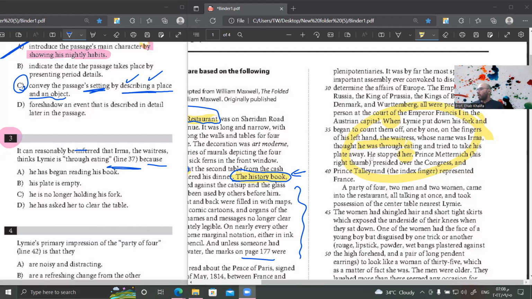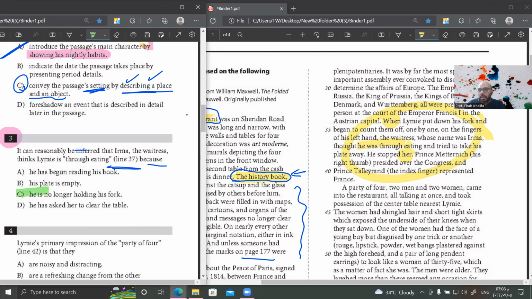So here, he was through eating. So logically, when Limey put down his fork, she thought he was through eating, but he stopped her, right? So why did she think that? Because he put down his fork. Very easy. Well, guys, the answer is C. She did that because Limey was no longer holding his fork. Well, I ask you now.